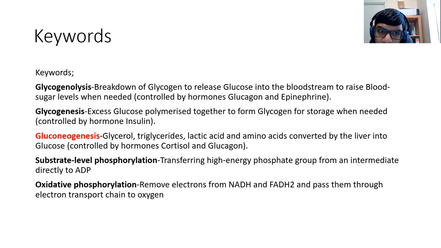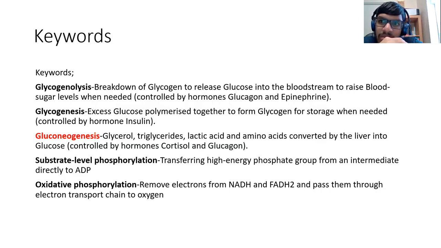And next we have substrate level phosphorylation. This is transferring a high energy phosphate group from an intermediate directly to ADP to form ATP. ATP stands for adenosine triphosphate, and ADP is diphosphate. So when you have ADP, diphosphate, you add another phosphate group to that, that forms ATP, which is known as energy. And ATP is hydrolyzed, i.e. water is used to break it down, back to ADP and phosphate. So this is a reversible reaction.